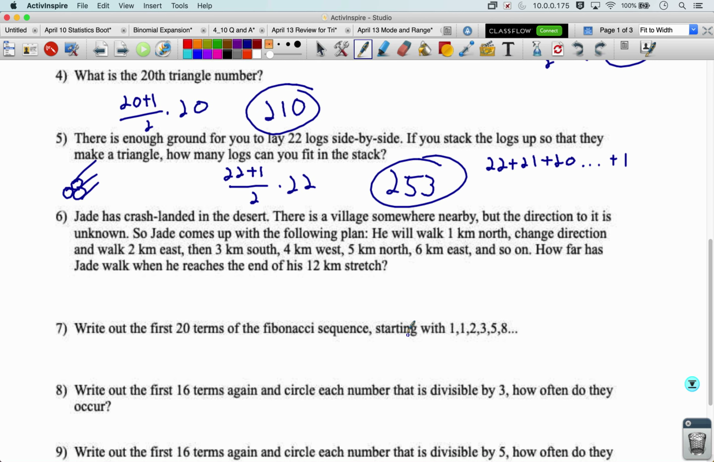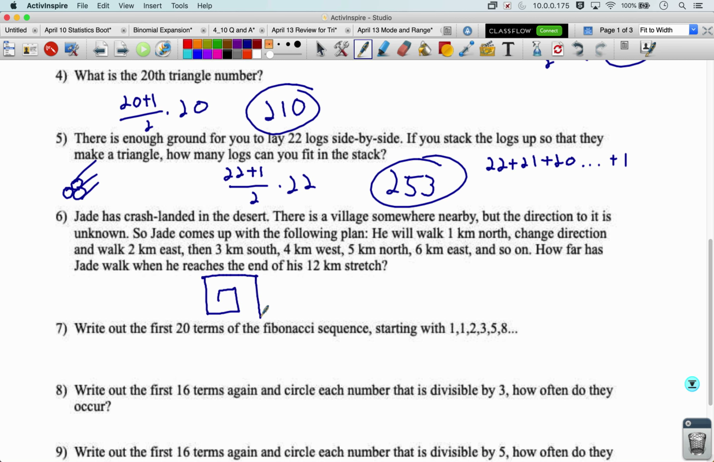All right, question 6. Jade has crash landed in the desert. There's a village somewhere nearby, but the direction is unknown. So Jade comes up with the following plan. He's going to walk 1 kilometer north, change direction, walk 2 east, then 3 south, 4 west. And so he's going to make a spiral by doing this. So, 1 north, 2 east, 3 south, 4 west, 5 north. All right. How far will he have walked when he reaches the end of his 10-kilometer stretch?